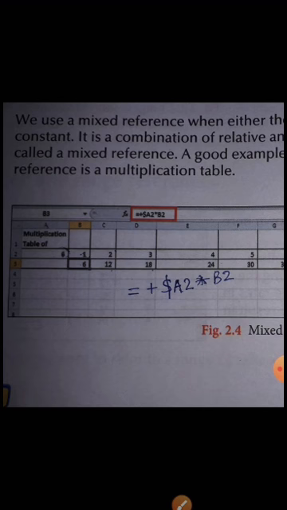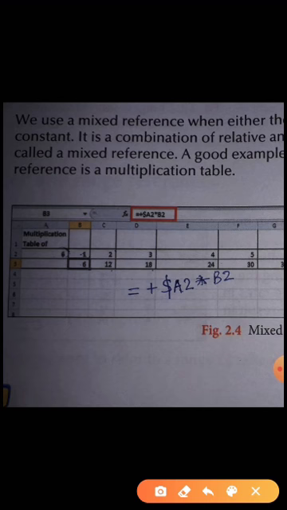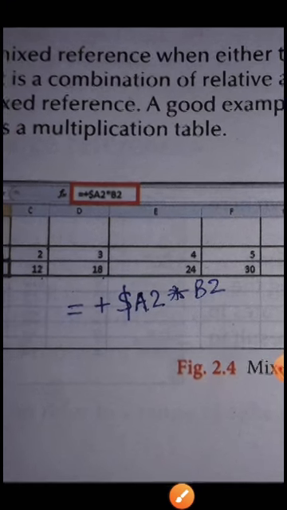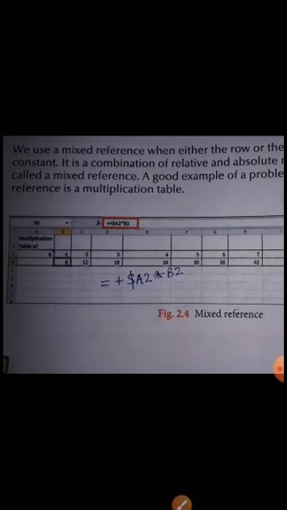Here is the formula of the mixed reference. You can see here the equal sign, plus, and dollar sign A2 multiplied by B2 on the screen, in a proper and clear way. Now when we write this mixed reference, you can see the absolute and the relative references. So both references are present, and we can see the example of the mixed reference here.